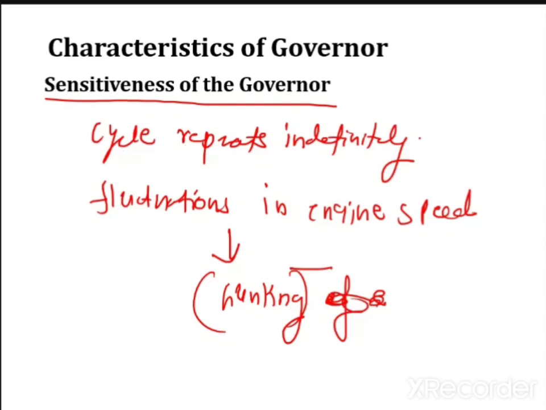Which cycle? The sleeve moves to the highest position, then moves to the lowest position. An excess amount of fuel will enter, or a very, very small amount of fuel will enter, and this will cause the fluctuations of the engine. And this is nothing but hunting, which is again a cause of too high sensitiveness of a governor.